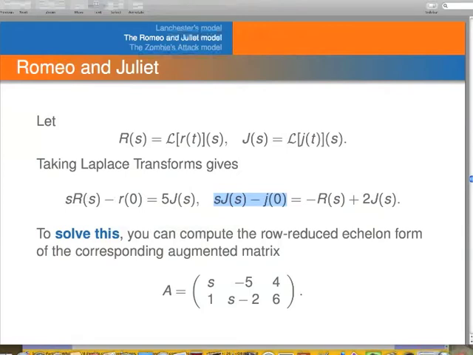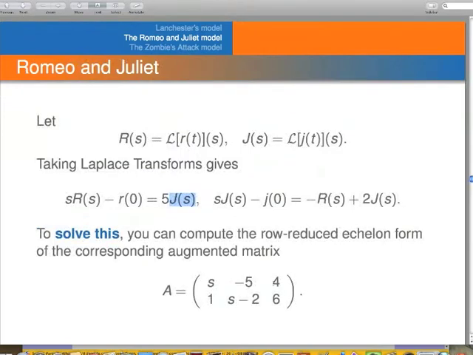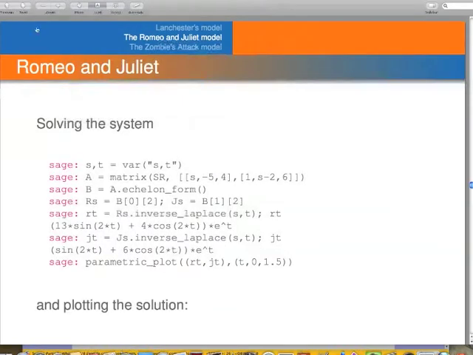Now we have two linear equations, and the unknowns, R of s and J of s. Put them in standard form, and then you read off the coefficients and you get the augmented matrix. Here this r0 goes on the other side. If you remember, r0 was 4 and j0 was 6, and you see the 4 and the 6 here. So that's the augmented matrix for this system of equations here.